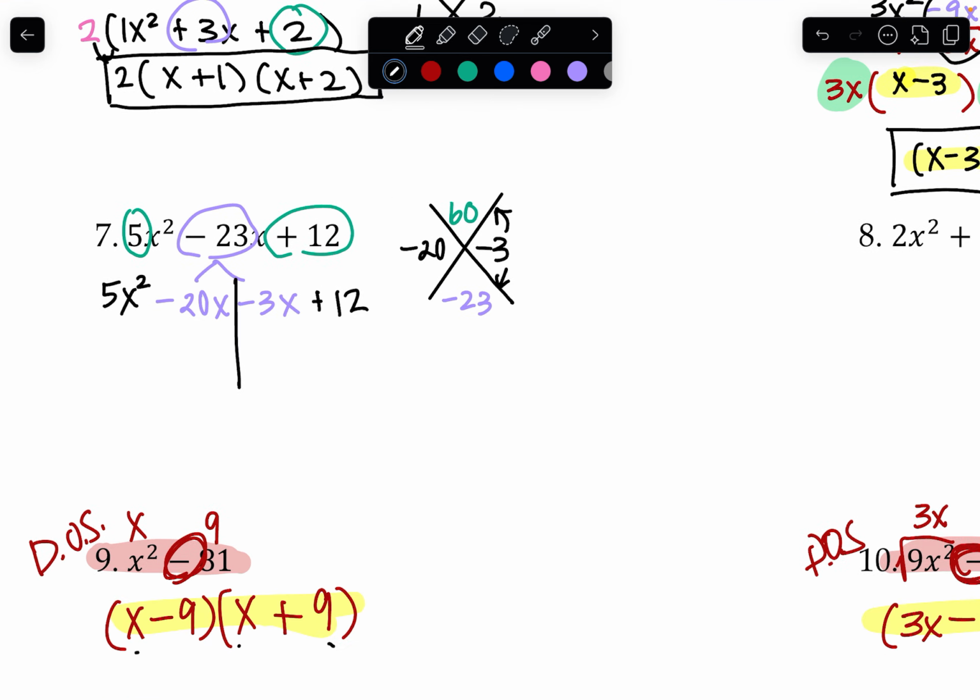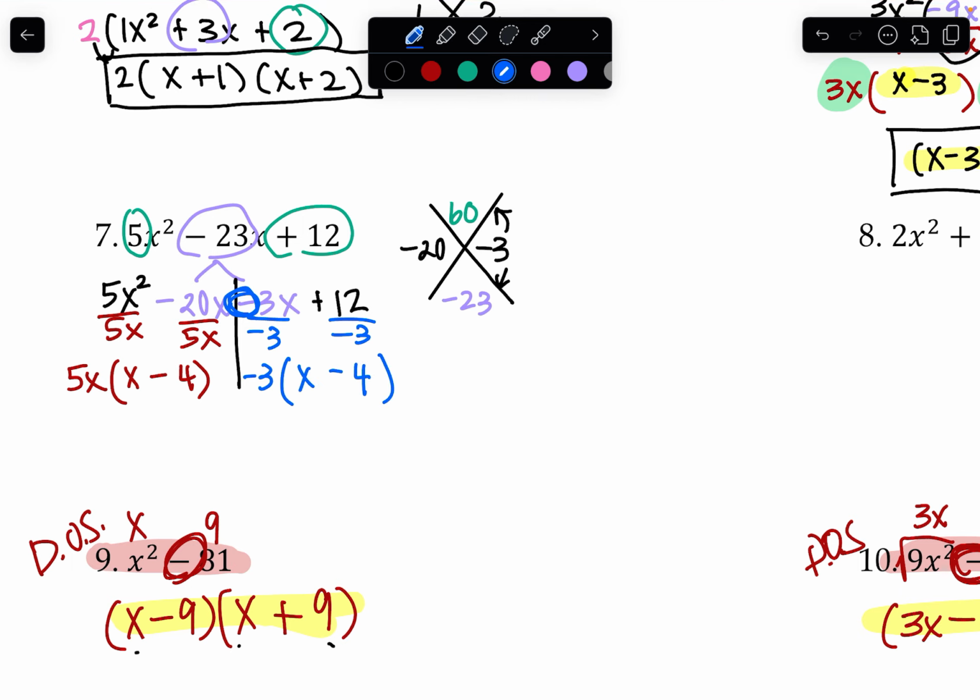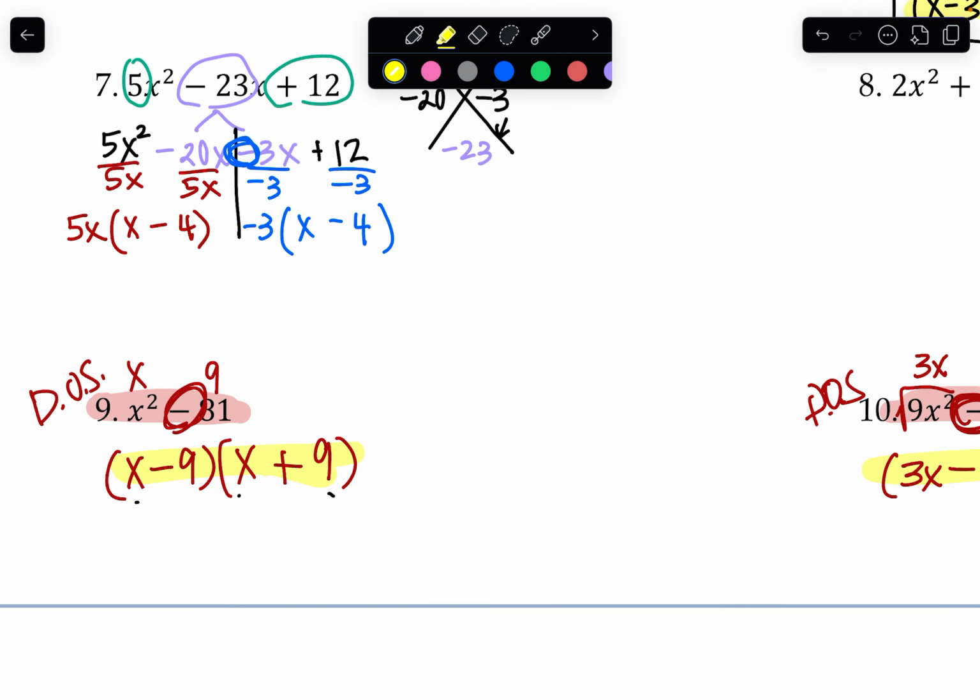Divide it down the middle. I can divide the first pair by 5x, which leaves behind an x minus 4. And then the second pair, if your leader is negative, so is your GCF. That's why I went ahead and wrote the negative. And so we're dividing both of them by a negative 3, which leaves positive x minus 4. So whenever your leader is negative, so is your GCF.